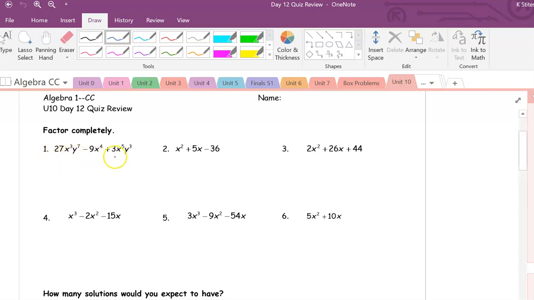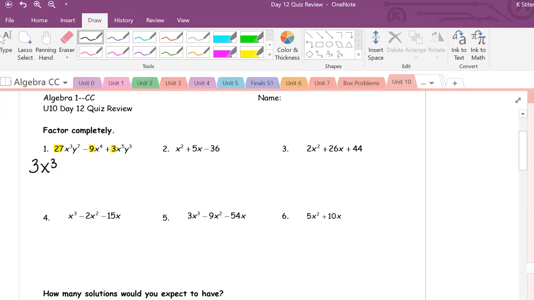So you're going to notice this first problem is not set up like our box problem, x squared, x, and a number. So this means we're looking for the biggest number that comes out of all three of these, which is just going to be a 3. And then we're going to check each variable, and in order to be a part of our GCF, every term has to have our variable. So I'm going to check my x's. Does everybody have one? Yes. So I go with the smallest, x cubed.